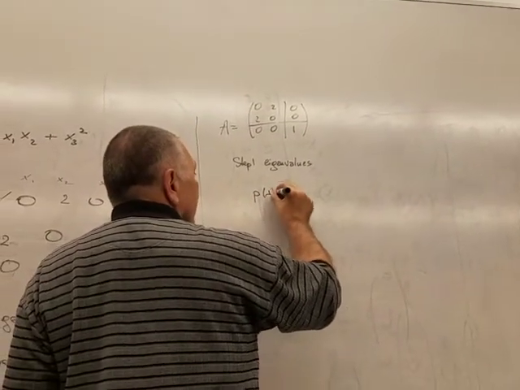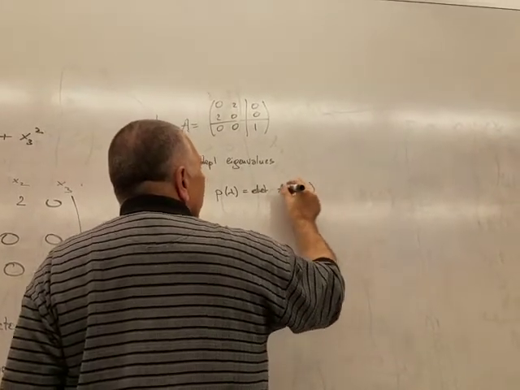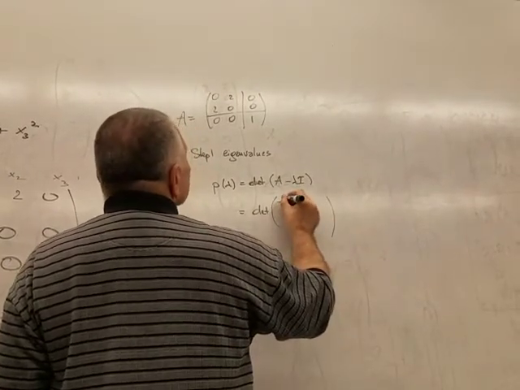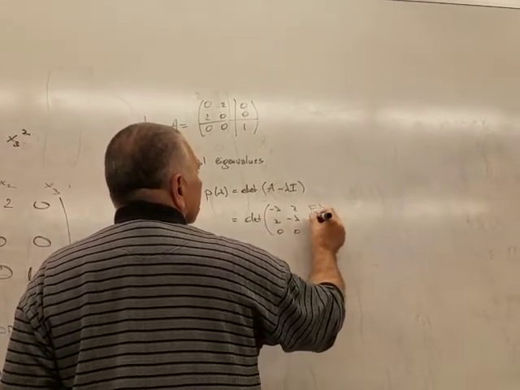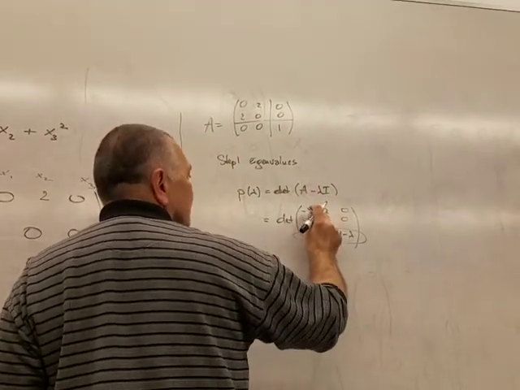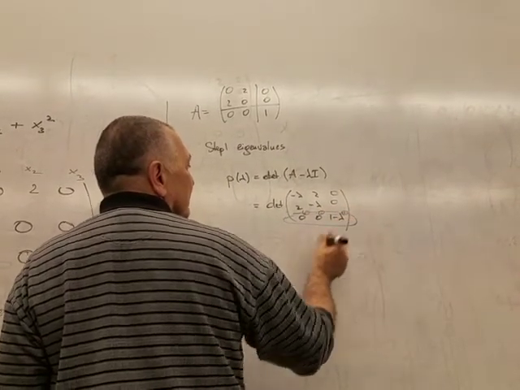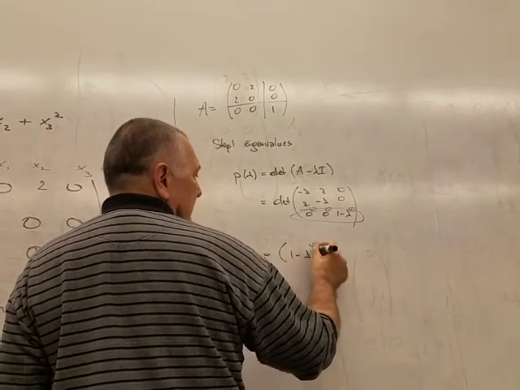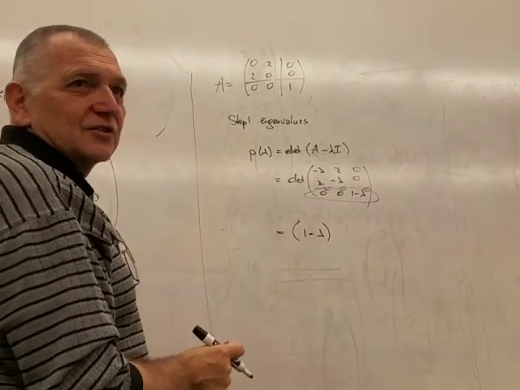P of lambda, the characteristic polynomial, is the determinant of A minus lambda I, which is the determinant of minus lambda, 2, 0; 2, minus lambda, 0; 0, 0, 1 minus lambda. Like this row over here, this is a plus sign, this is a minus sign, on the diagonal that's a plus sign again. This is equal to 1 minus lambda. By the way, anybody here that loses this parenthesis? Don't lose it. It's necessary.